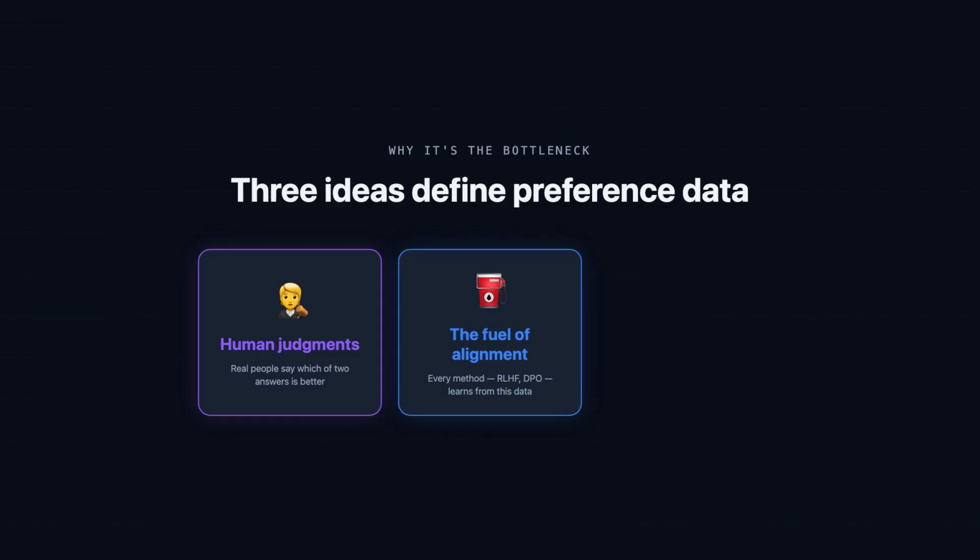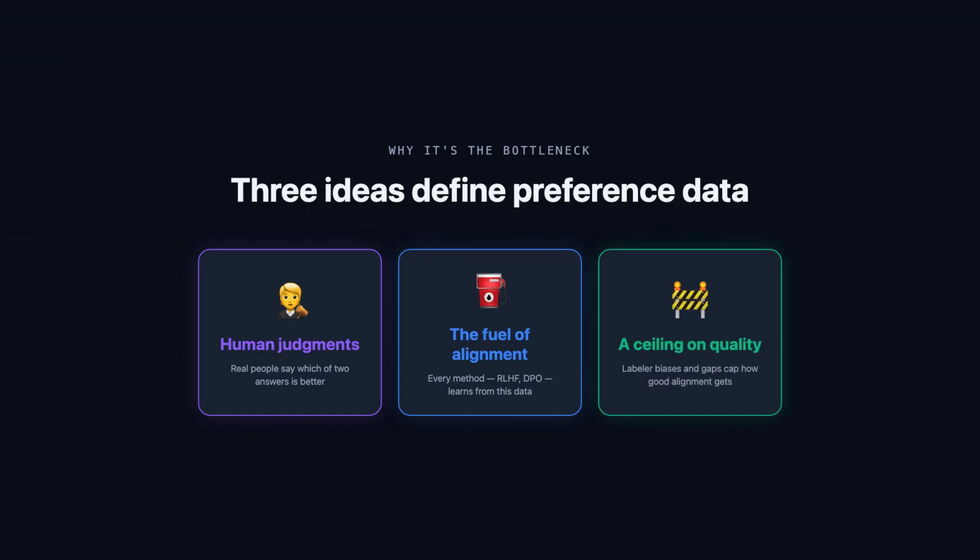RLHF, DPO, and their many cousins all learn from exactly this data. Change the method and the recipe shifts, but the underlying ingredient, human preferences, stays the same across all of them. Improve the data itself, and every method downstream quietly improves with it. And it quietly sets a ceiling on quality. The data inherits its labelers' biases, a pull toward longer, more confident-sounding answers, disagreements between raters, and gaps where they simply lack expertise. Biased preferences produce a biased reward model, and no downstream trick fully repairs bad data.